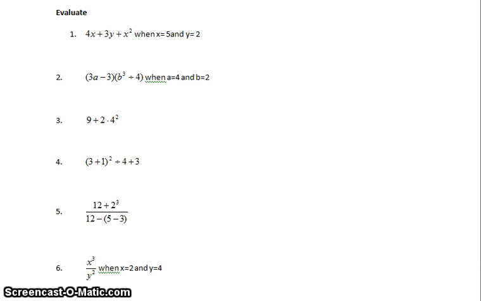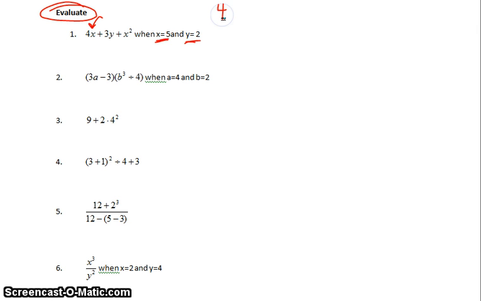Okay, here's the Unit 0 review. The first section tells you to evaluate, so pretty much you're solving. For the first two, we don't have values for x or y unless you look here. Here are my values for x and y. So what we're going to do first is evaluate these.